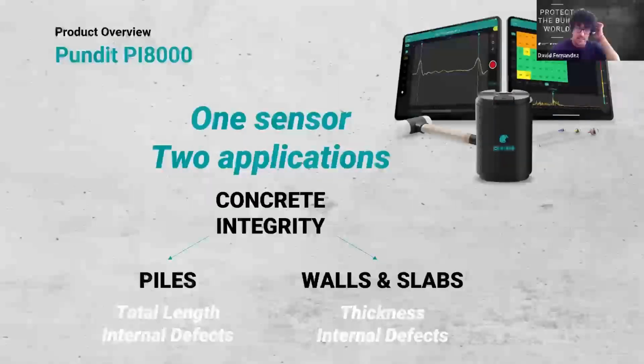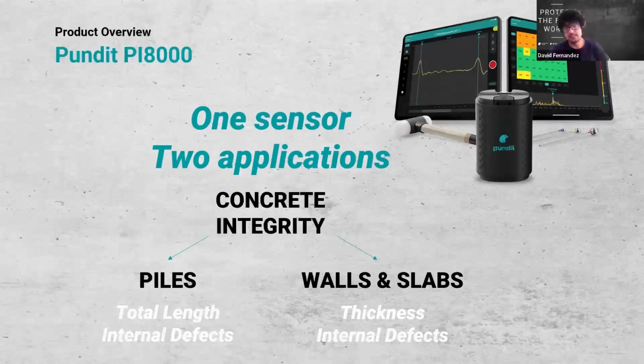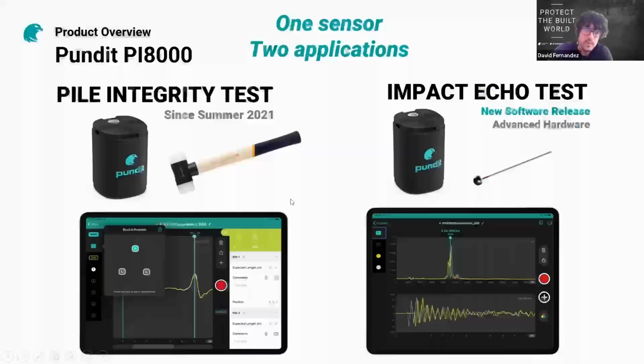my iPad. So one topic I would like to talk about: this is one sensor. With just one sensor, we have two different applications. Both of them are for the estimation of the concrete integrity, but on one side we can test piles or foundation piles. So you can estimate the total length of the pile and also detect internal defects. And on the other side, we can test walls and slabs. So we can detect the thickness and find internal defects.